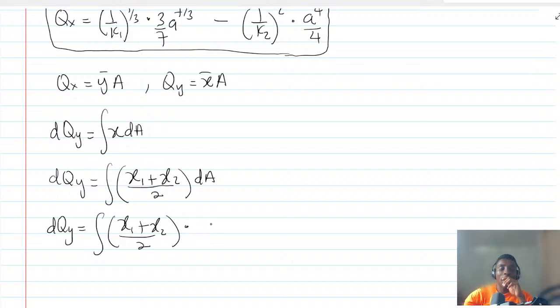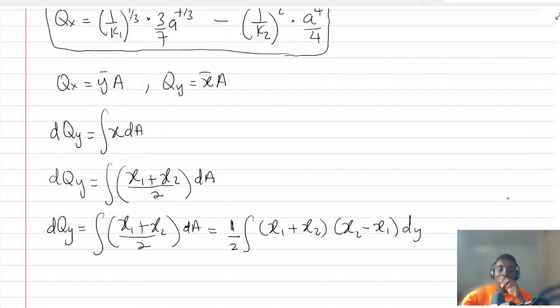Okay, let me bring the half outside. So it's going to be half the integral of (x1 plus x2) multiplied by dA. But dA is what? (x2 minus x1) dy. Right?